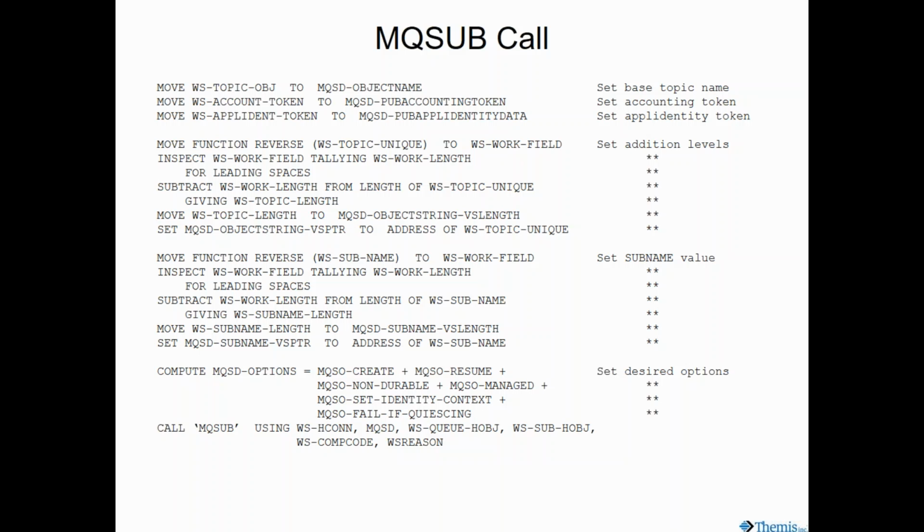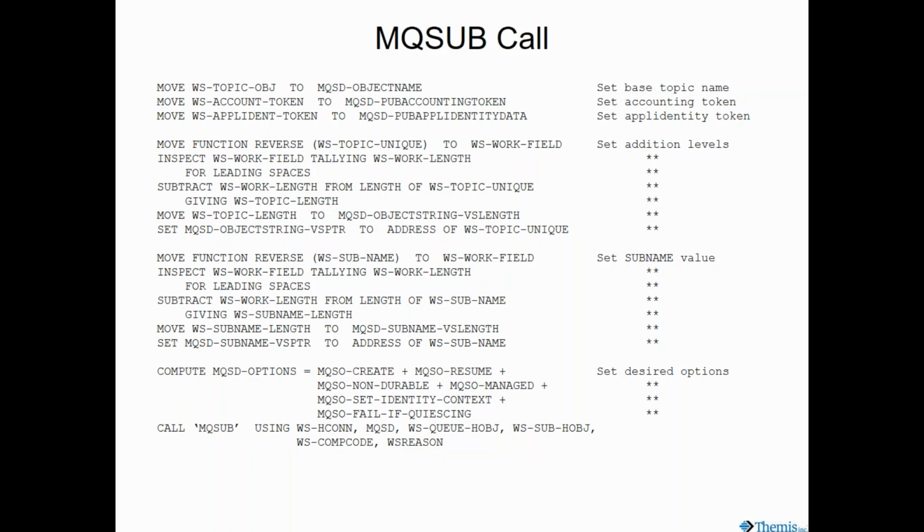I set it to non-durable. I set it to managed. Now, non-durable means it's not going to be a subscription that lives forever. When my application goes away, the subscription goes away. Managed means it's going to dynamically create the queue. Now remember, I supplied the name of a subscription, and in there is the queue name. But I've overridden that and said it's going to be a managed one, so it's going to dynamically create the queue.